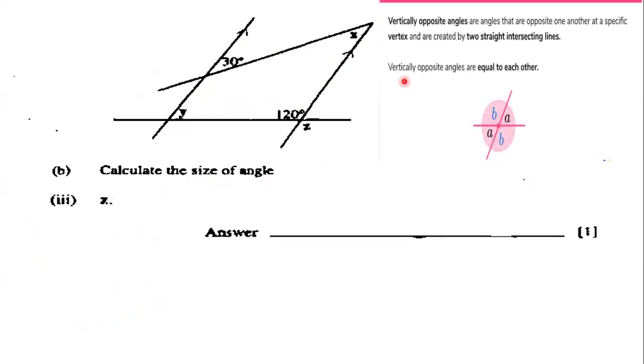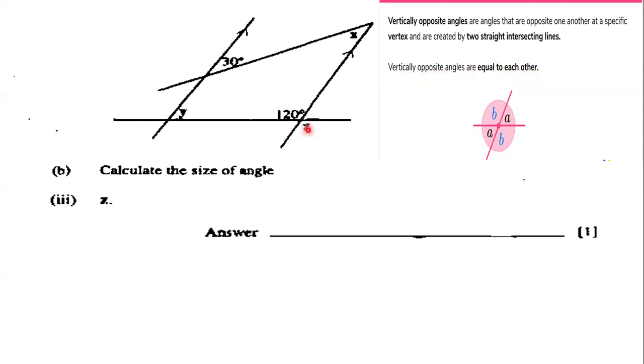Next, our goal is to determine the size of angle Z. Notice that vertically opposite angles are equal to each other. Here we have angle B, and angle B is vertically opposite to this angle. These two angles are equal because they are vertically opposite angles. Here we also have angle A, and this angle A is vertically opposite to this angle, and they are equal. We know that they're equal because they are vertically opposite angles, and they have the same letter. So this is A and this is also A, so they are equal in measure. And this is B and this is also B, so they're equal. And so what we learn is that vertically opposite angles are equal to each other.